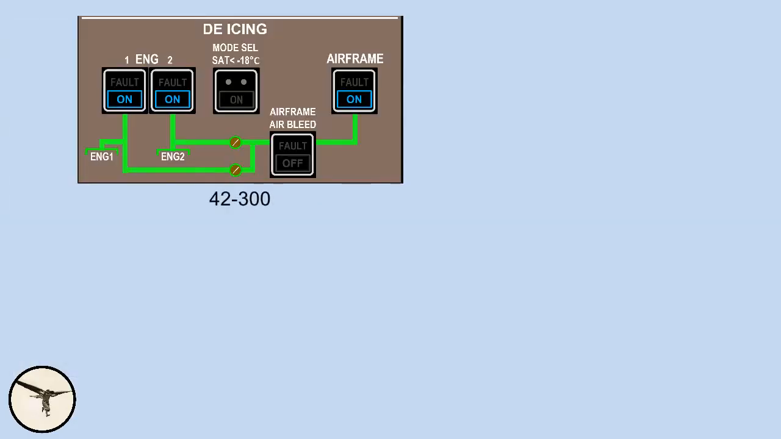The control panel for the 42-300 has a push button to switch between fast and slow modes, and the inflation sequence is controlled by a separate timer. The temperature where you select slow mode is -18. All other ATR variants use -20 degrees, which is easier to remember.